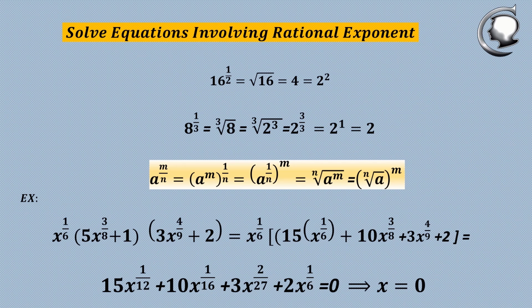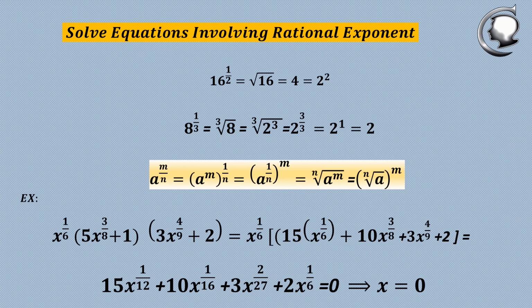A rational exponent is simply another way to write a radical. When the denominator of the exponent is 2, we're dealing with a square root. When the denominator is 3, we're dealing with a cube root. For example, 16 to the 1/2 power is the square root of 16, so the answer is 4. Also, 8 to the 1/3 power is the cube root of 8, which is 2.